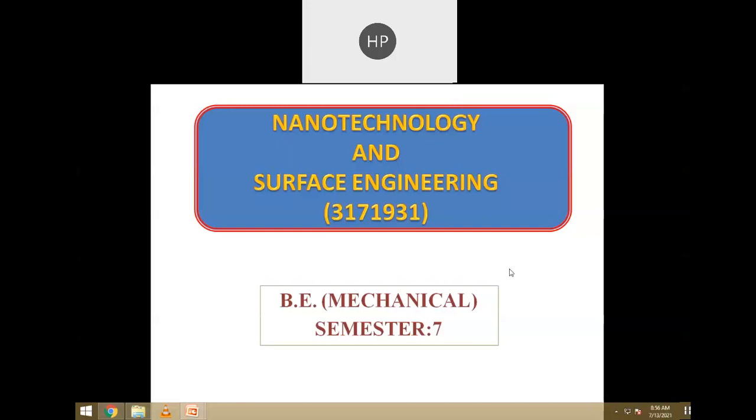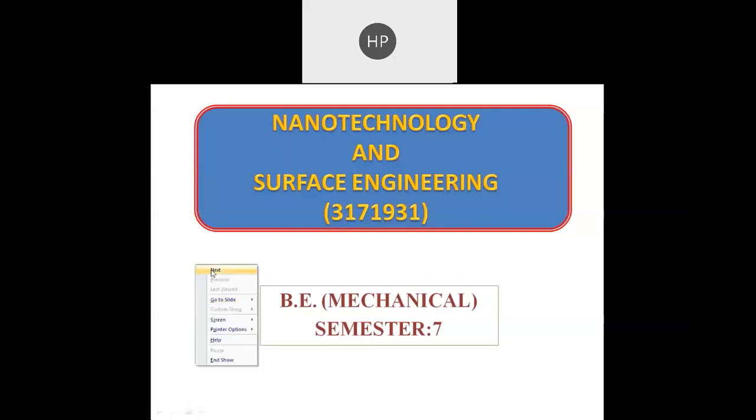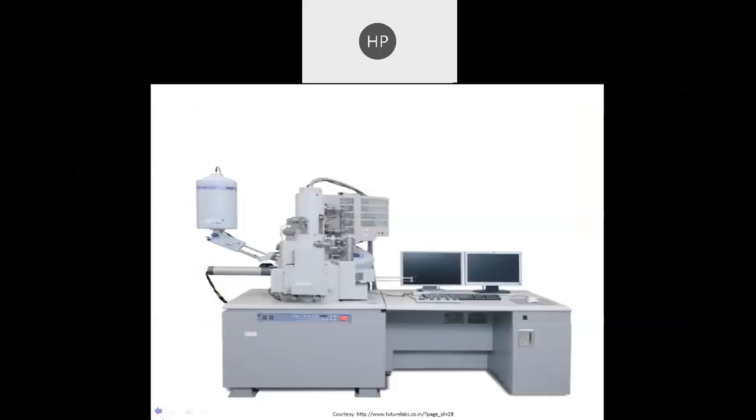In a previous lecture of nanotechnology and surface engineering, we have started our discussion on some basic information regarding the scanning electron microscope.